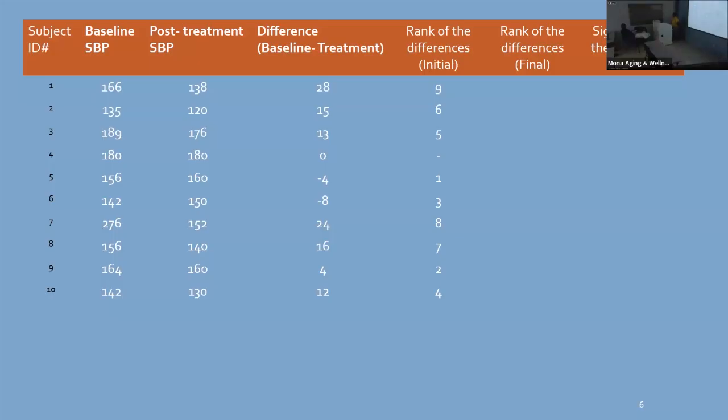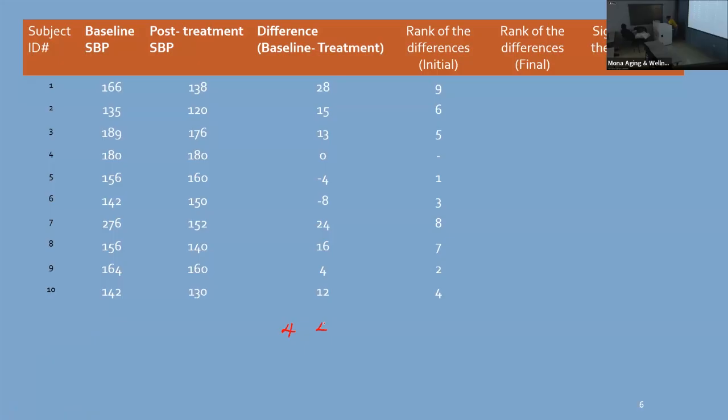Good, so we found our differences. The next step is to rank the differences. We're going to rank our differences, but before we rank them, we actually need to put them in numerical order. So this is me just putting them in numerical order, just for your sake, so that you can see them.